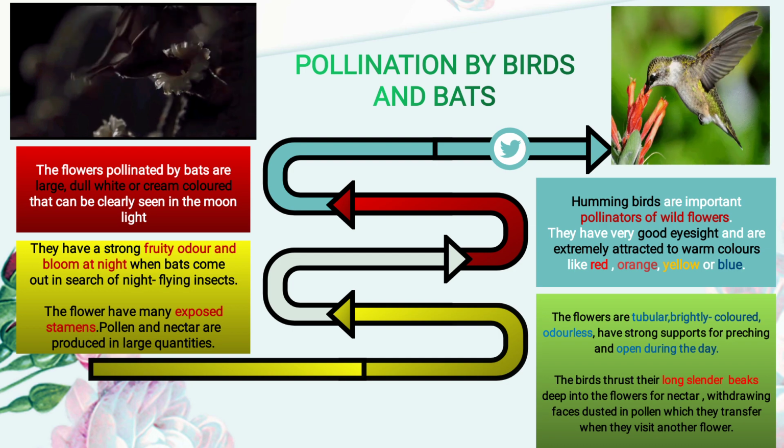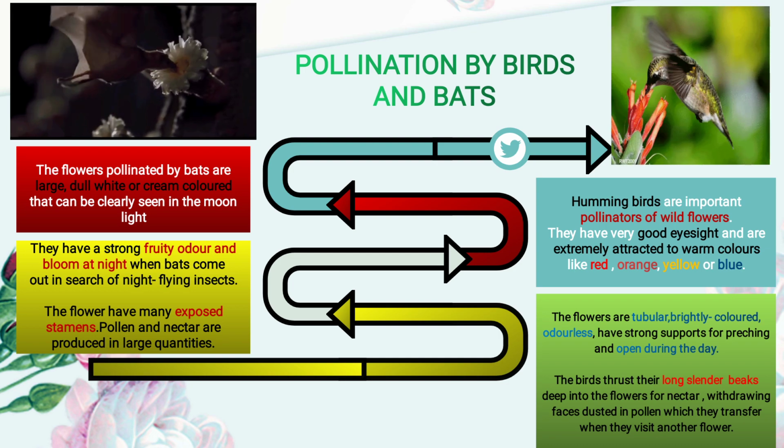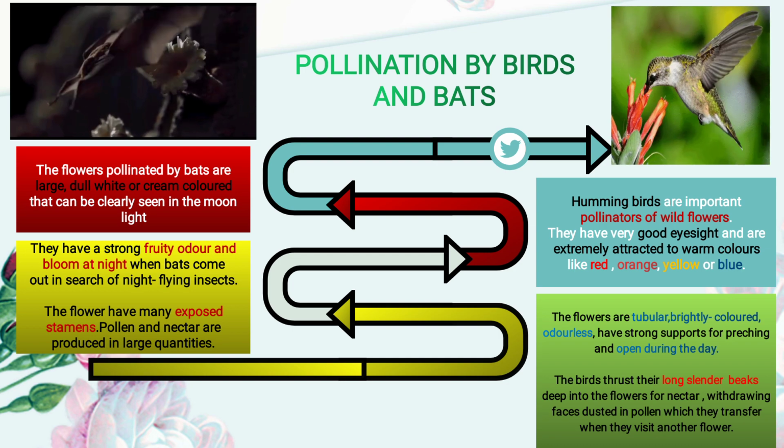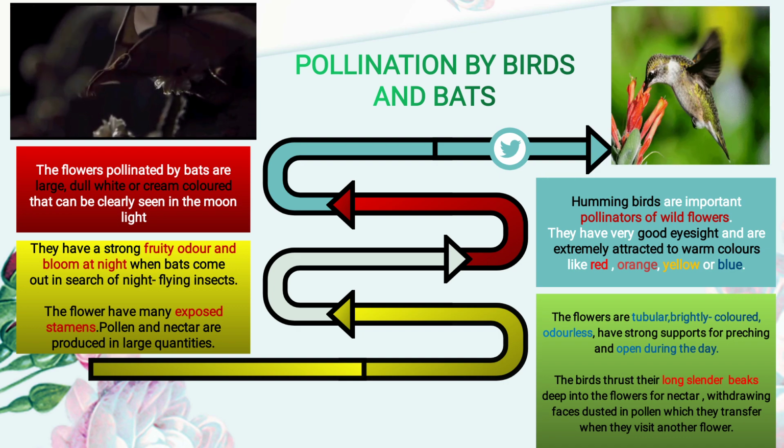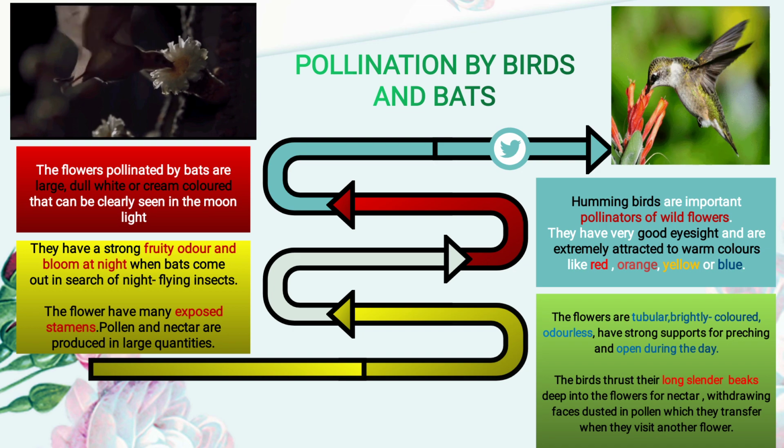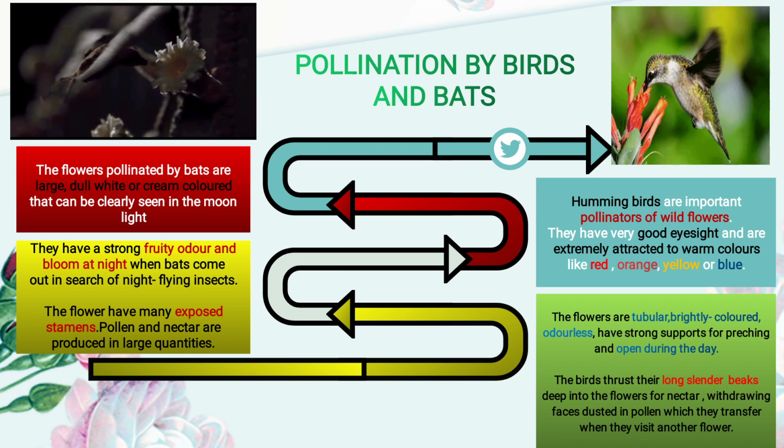Now they have a strong fruity odor and bloom at night. When bats come out in search of night flower insects, the flowers have many exposed stamens. Pollen and nectar are produced in large quantities.